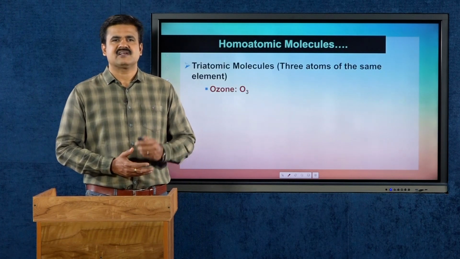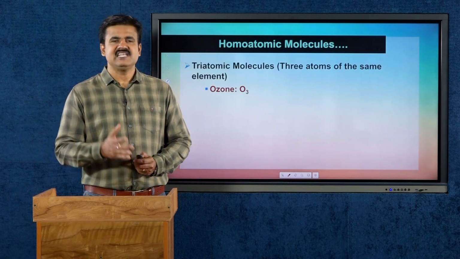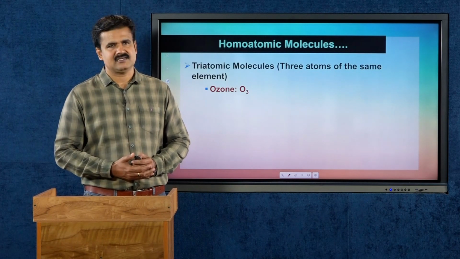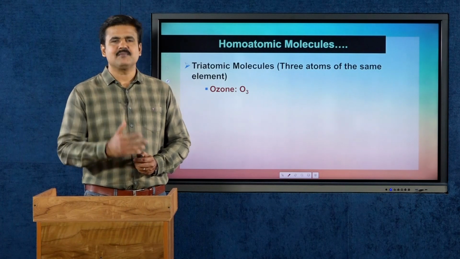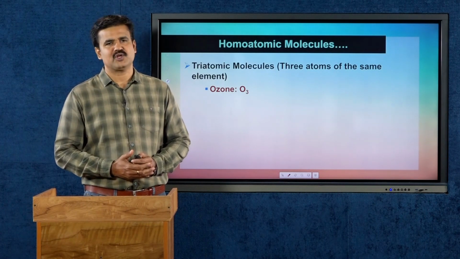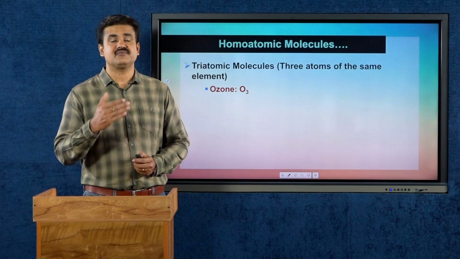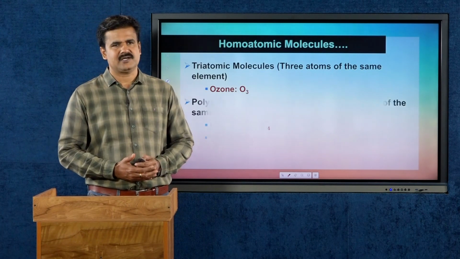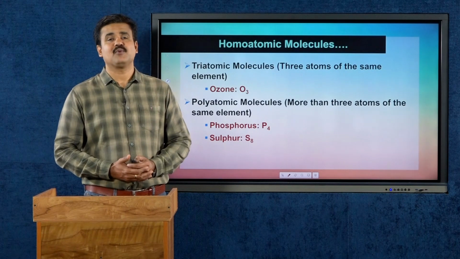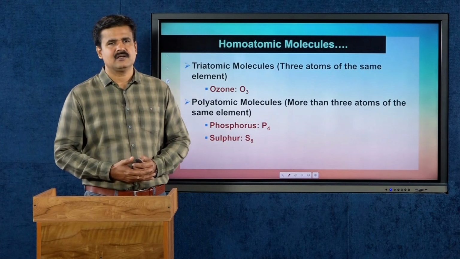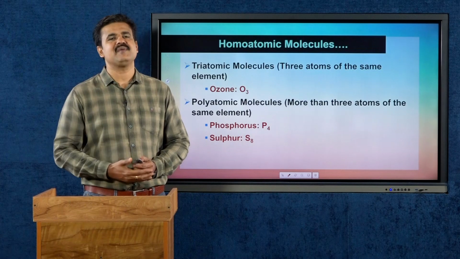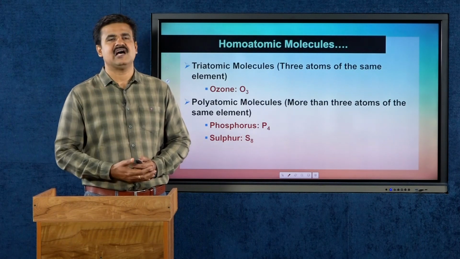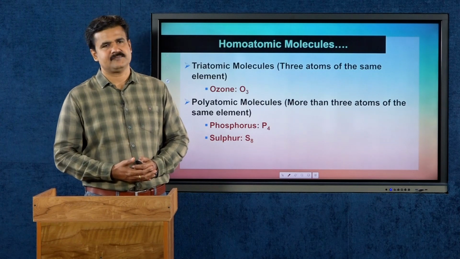Now, triatomic molecules. These are comprised of three atoms of the same element. So, triatomic molecules are homoatomic molecules with three atoms of same element. One simple example is ozone. Polyatomic molecules are also there. Homoatomic molecules may be polyatomic if they have more than three atoms of the same element.